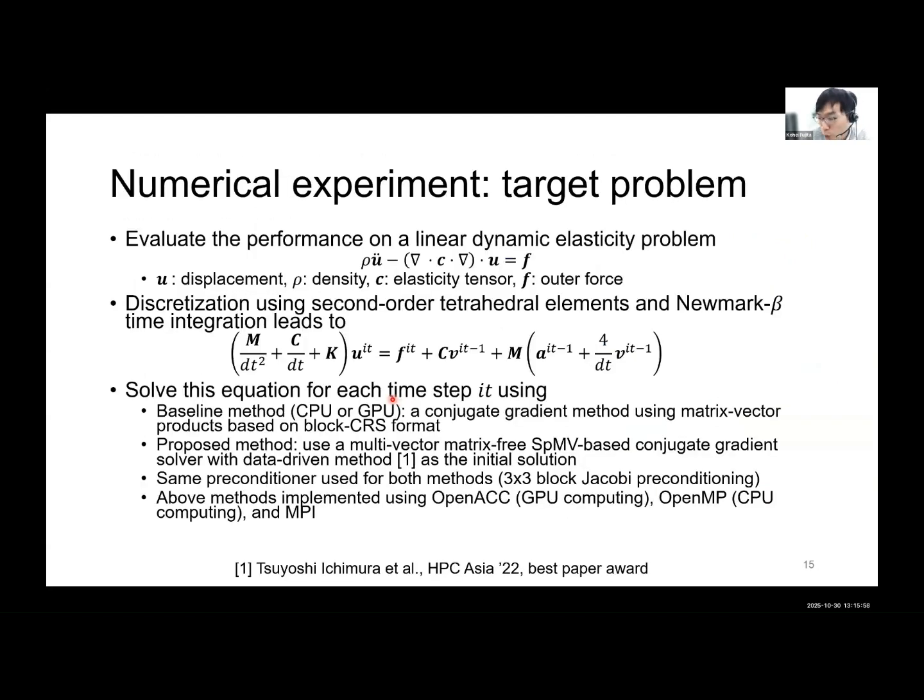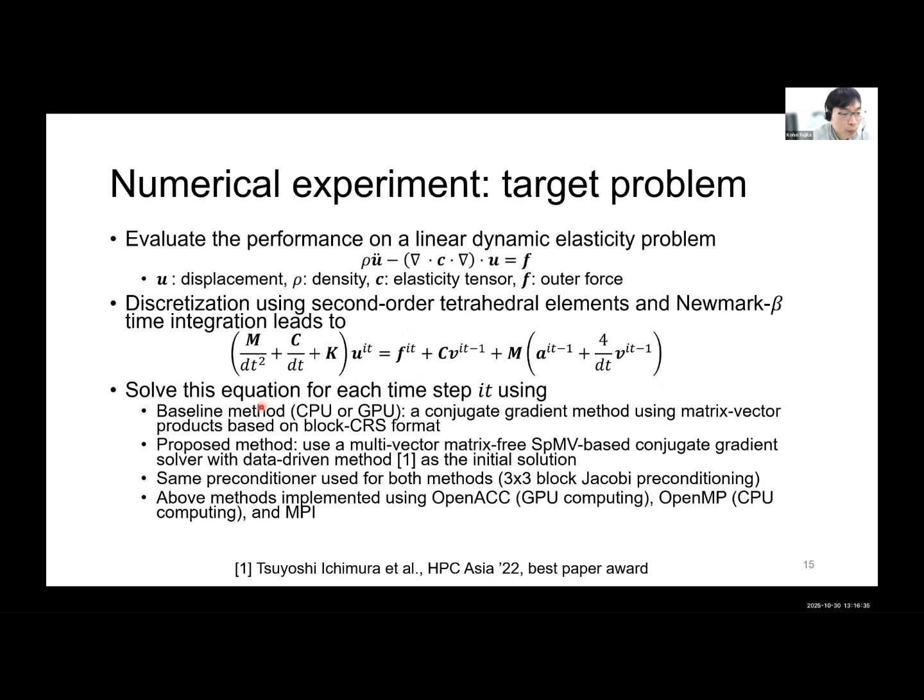Okay, so I will show an example of a numerical experiment on the target problem of a linear dynamic elasticity example. Here, this is the target problem. We are solving for displacement U. Discretization of this problem using second-order tetrahedral elements and Newmark beta time integration leads to this equation. This is the known sparse matrix, this is the unknown vector U, and this is the known right-hand side vector.